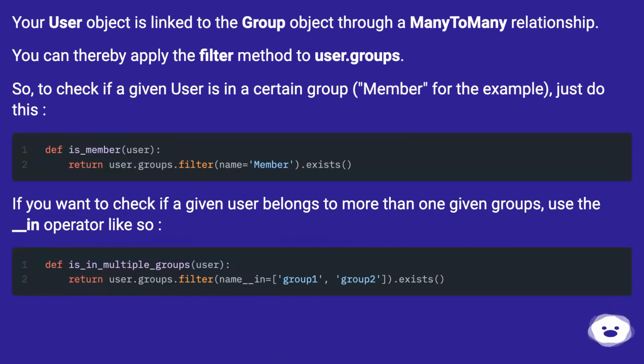Your user object is linked to the group object through a many-to-many relationship. You can thereby apply the filter method to user.groups. So, to check if a given user is in a certain group, just do this. If you want to check if a given user belongs to more than one given groups, use the underscore and operator like so.